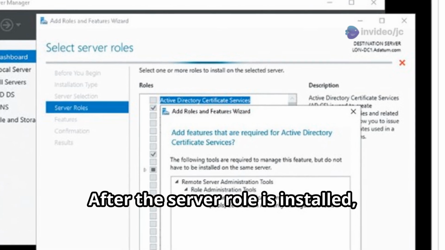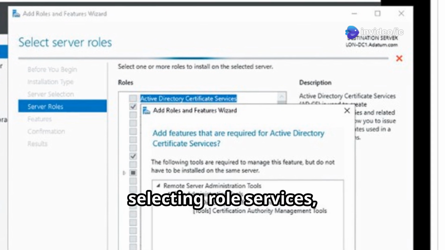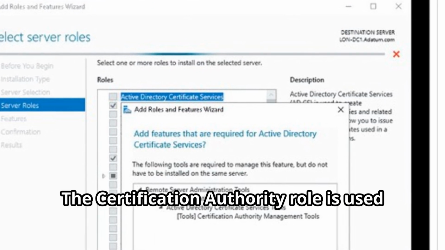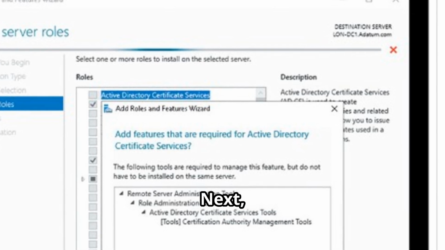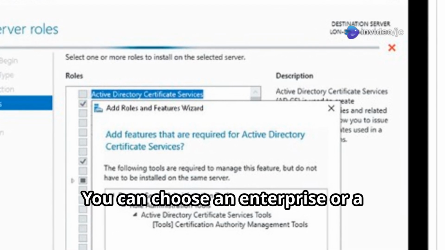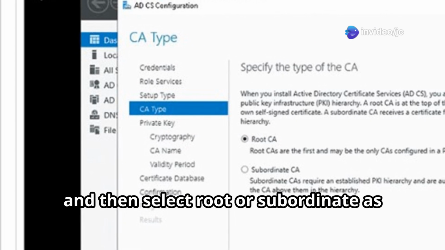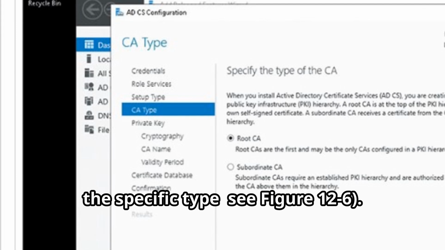After the server role is installed, you need to configure the CA services by selecting Role Services, as shown in Figure 12-5. The Certification Authority role is used to issue and manage digital certificates. Next, you specify the CA type. You can choose an enterprise or a standalone CA as the general type, and then select root or subordinate as the specific type. See Figure 12-6.